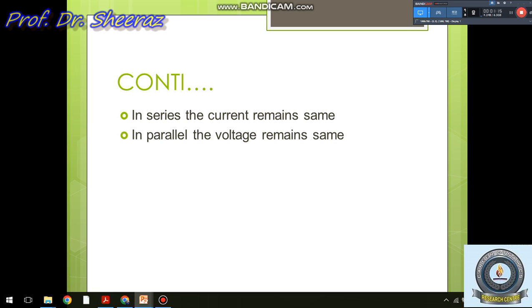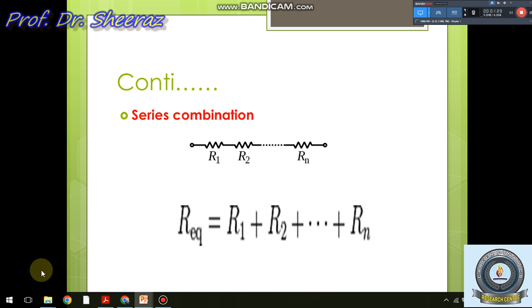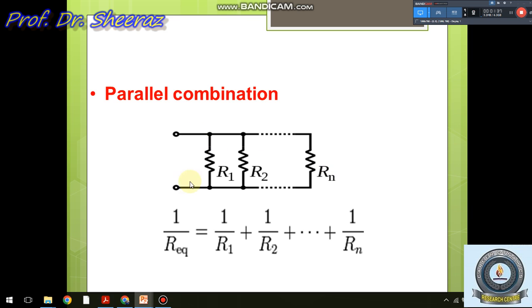In the case of series combination, the current remains the same, but in the case of parallel combination the voltage remains the same. In this series combination, if there is a current I flowing, at the start and at the end I will experience the same current, but the voltage will be divided. In the case of parallel combination, the voltage available at R1 is the same as the voltage available at R2 and at Rn, but the current coming from this point will be divided according to the resistance in the first branch, second branch and nth branch.